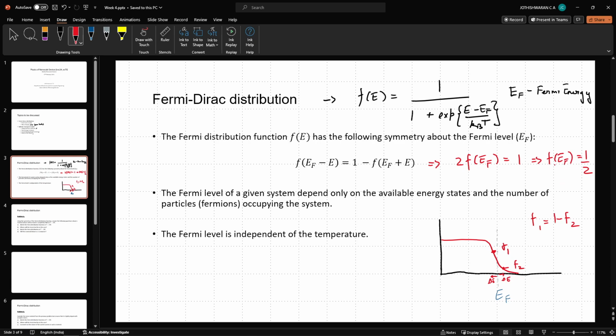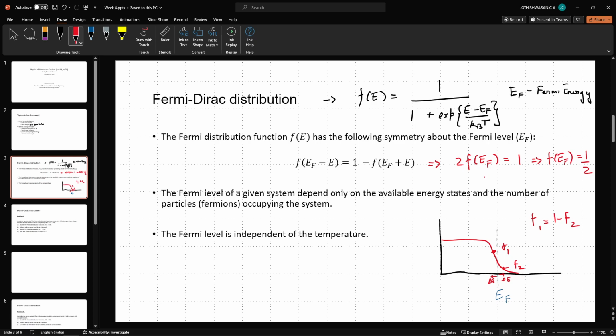And this quantity EF depends only on the available energy states in a system. So whatever object or system we are considering, like a solid, it just depends on the energy levels available in the solid and the number of particles, electrons or any other fermions which we are considering, that occupy this system. It does not depend on any other quantity.